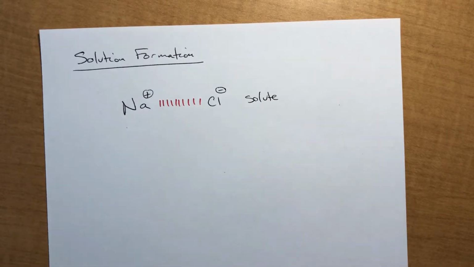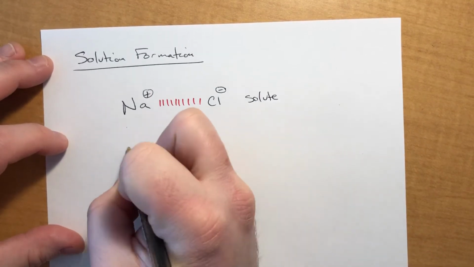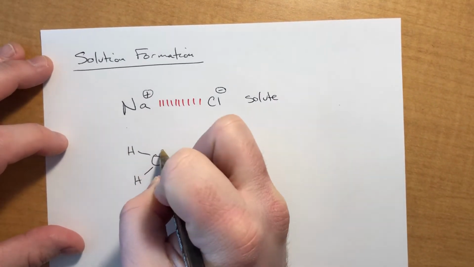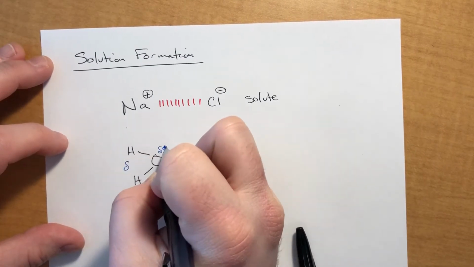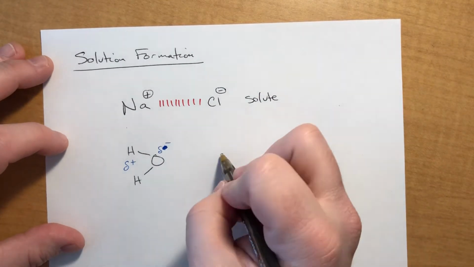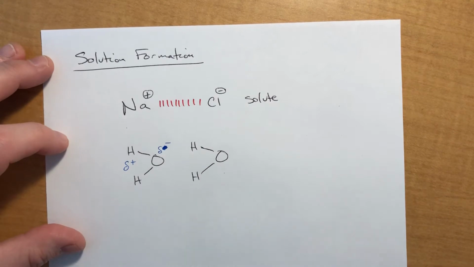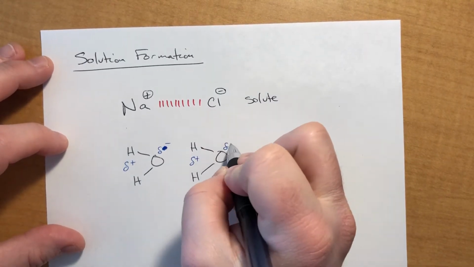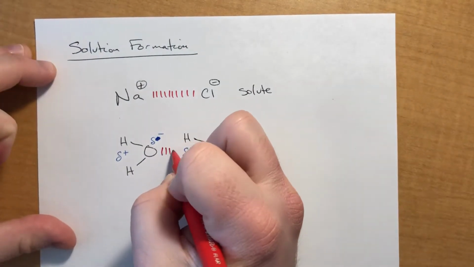Similar idea with the solvent. The solvent, which in this case is water, is polar: partial negative, partial positive. These things are going to line up so that there is an interaction between positive and negative. That's how the world works. Positive finds negative, they're attracted to each other. But there is an interaction here.